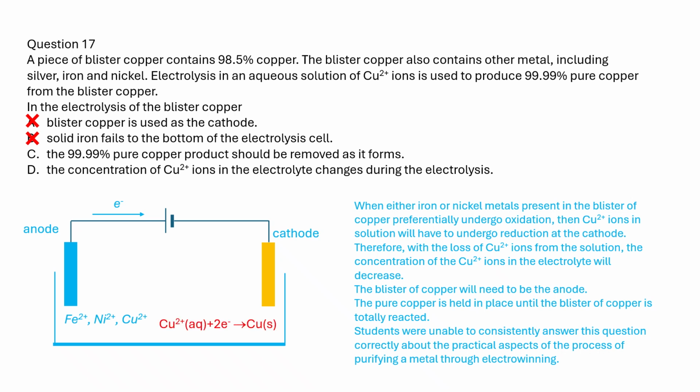While iron and nickel in the blister copper also undergo oxidation to form their respective ions, they are not reduced back to their metallic form during the electrolysis. The electrons released from the oxidation of iron and nickel, along with those from copper, contribute to the reduction of copper ions in the solution, forming pure copper at the cathode. Consequently, the amount of copper ions reduced is greater than the amount of copper oxidized from the anode, leading to a decrease in the concentration of copper ions in the electrolyte over time.